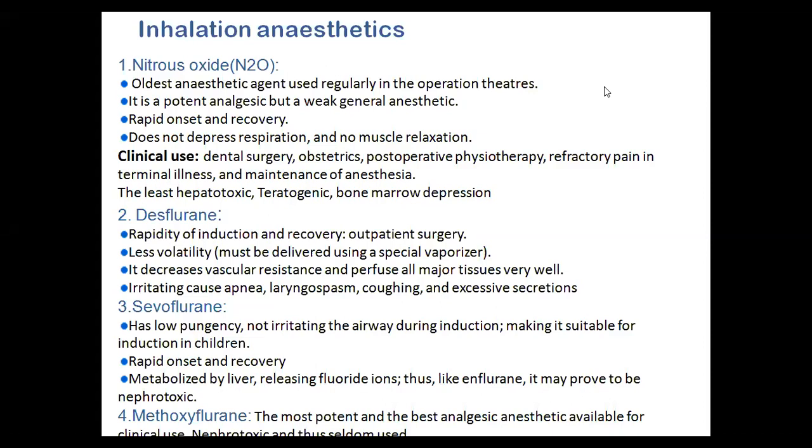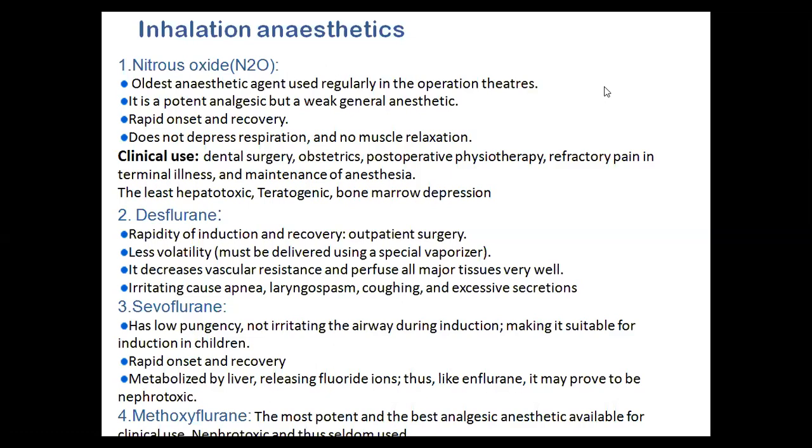Inhalation anesthetics: nitrous oxide. It is the oldest anesthetic agent which is regularly used in operation theaters. It is a colorless and relatively odorless gas which has also been called the laughing gas because of its ability to cause laughing during induction of anesthesia. It is available as a liquid under pressure.